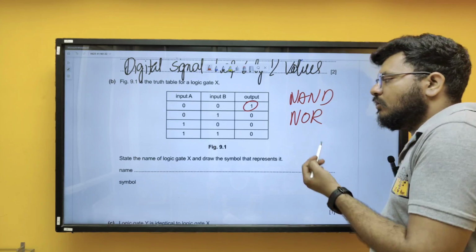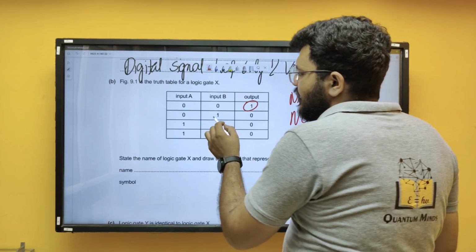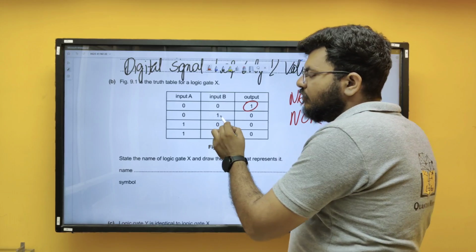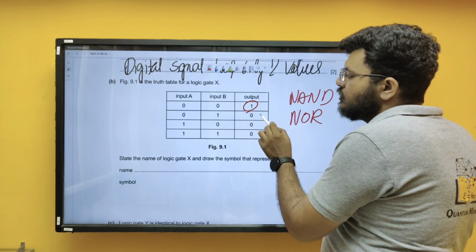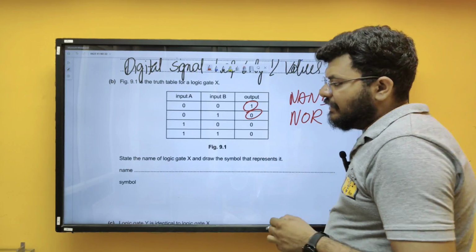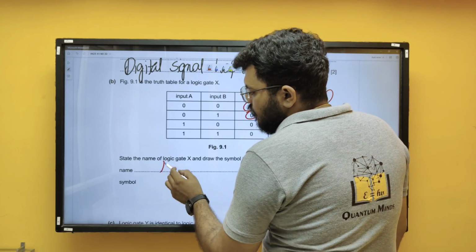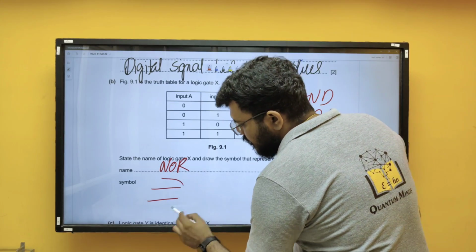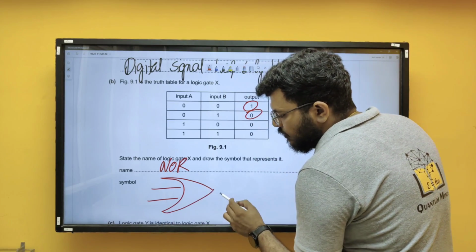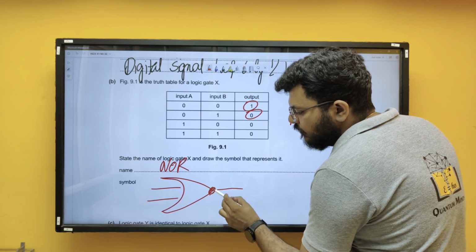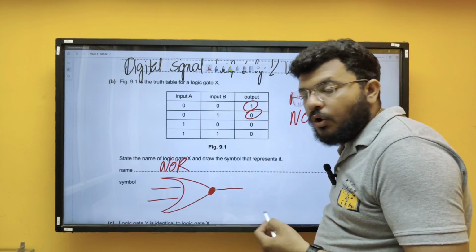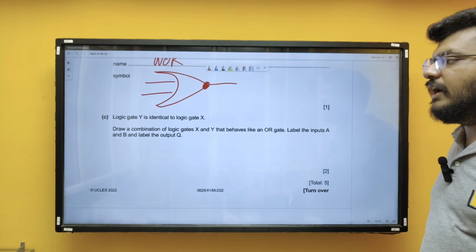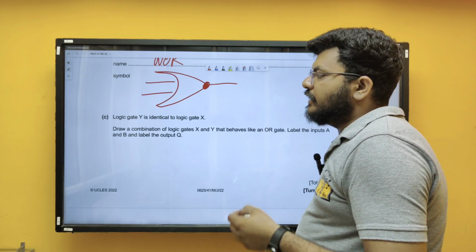Okay, it's not OR or AND gate. So let's check here. If it was a NAND gate, right? 0 and 1 gives 0. Here it's already 0, so it is not a NAND gate. What is it? It's a NOR gate. How does a NOR gate look like? These are the two inputs. It looks like an arrow, and this is the output with a dot in front to show that this is a NOR gate.